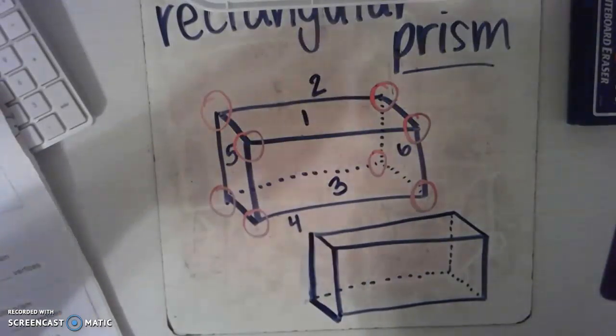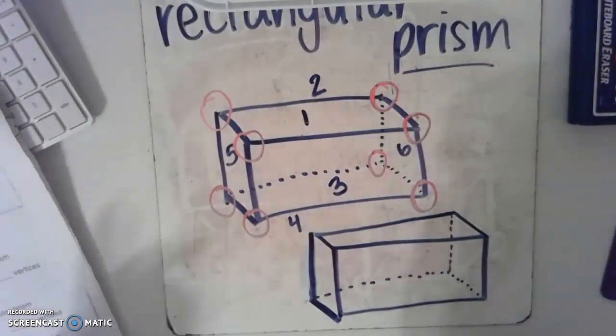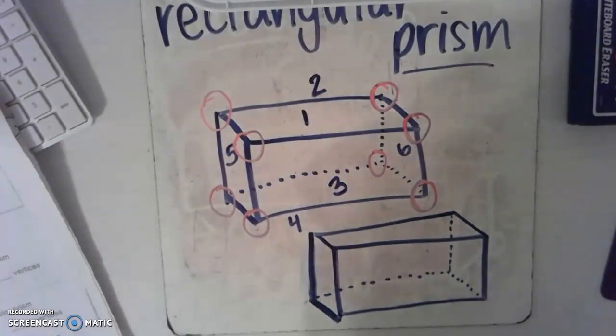So that's what I want you to keep thinking. I want to hear my voice in your head saying a cube and a prism have 6 faces, and a cube and a prism have 8 vertices.